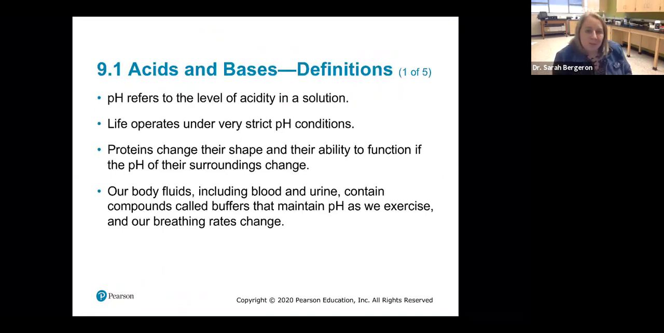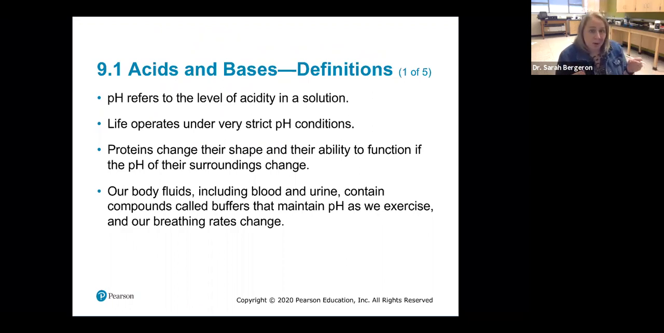So just a brief introduction. What is an acid and a base, right? Well, we know that there's a scale, and we say on this scale, if you're over here, you're an acid. If you're over here, you're a base. Well, that scale is called the pH scale, and it refers to the level of acidity in a solution. And acidity has to do with how many hydrogen ions are inside of the solution, right?